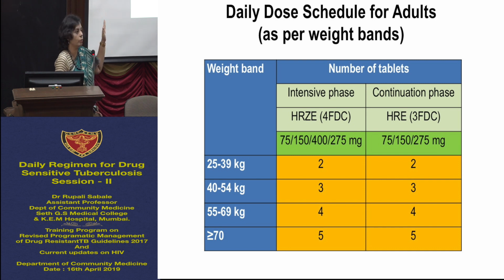So now we know the patient's weight before starting is 50 kg. So 40 to 54. How many tablets of 4 FDC does the patient have to take in the intensive phase? 3 tablets. And how many tablets of 3 FDC in continuation? 3. Okay, understood? So this is how we read the table. And when we say 3 tablets, it is at a time. It's not morning, afternoon, evening dose. We cannot give in divided doses. At a time, the patient has to take 3 tablets.